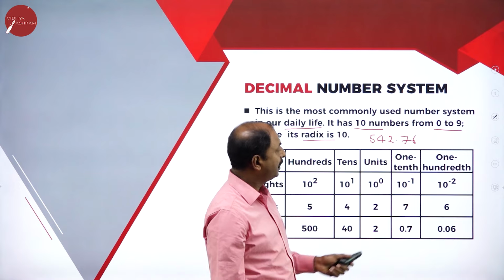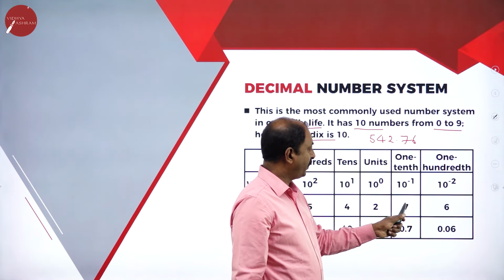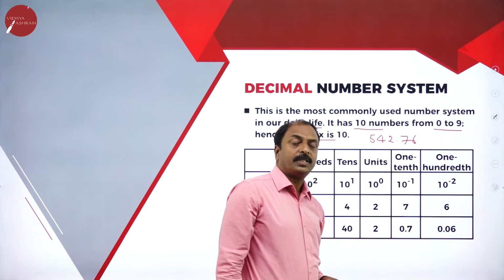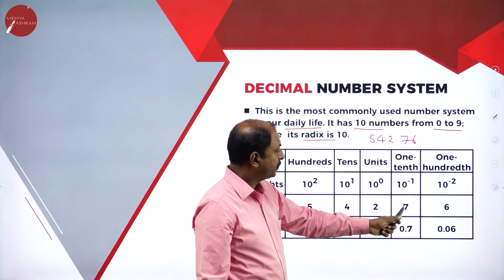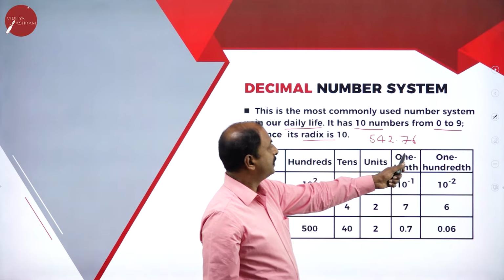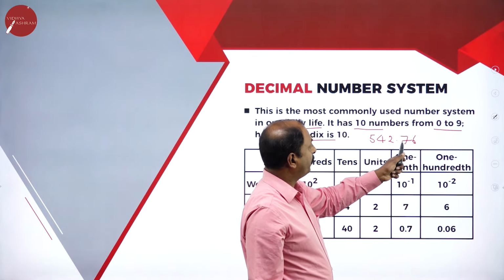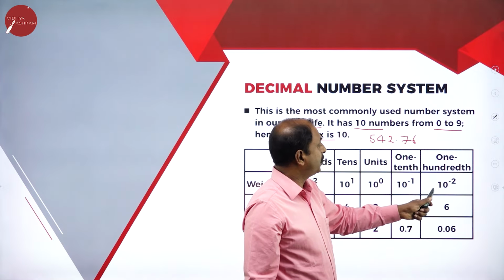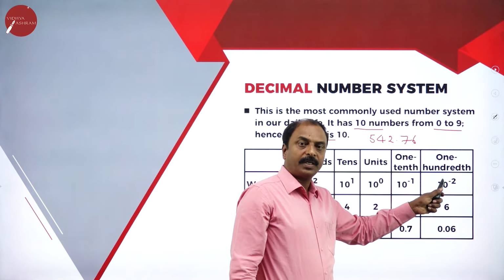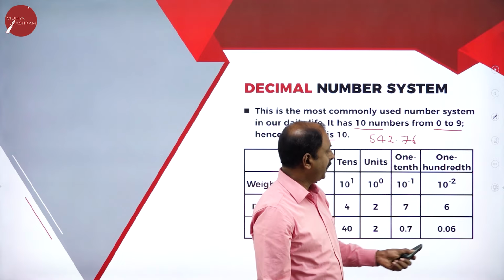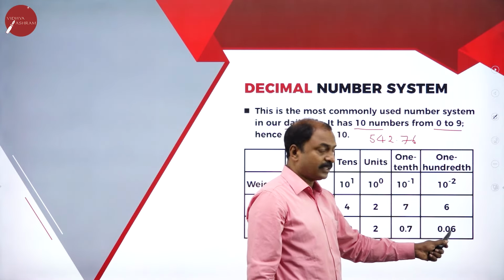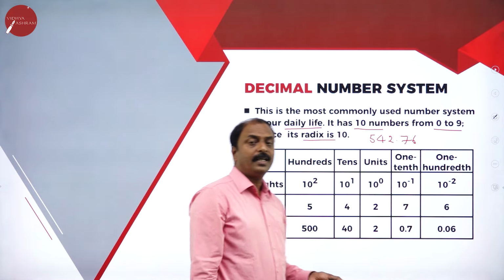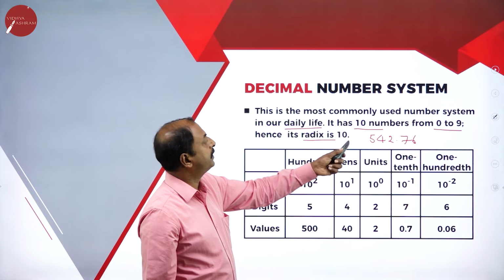In this example, 10 to the power of -1 is 1 by 10 into 7, this is the value, and this 6 is at 10 to the power of -2. So 10 to the power of -2 is 1 by 10 squared, that is 1 by 100 into 6, that is 0.06. So this is how we represent numbers in the decimal number system.